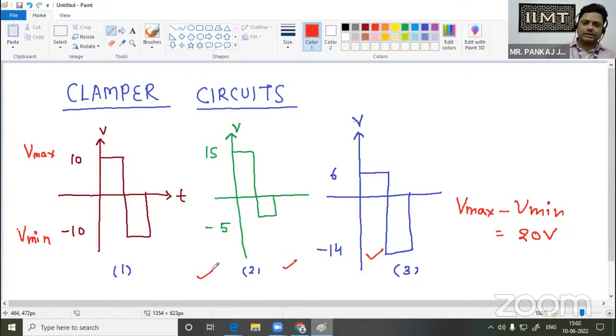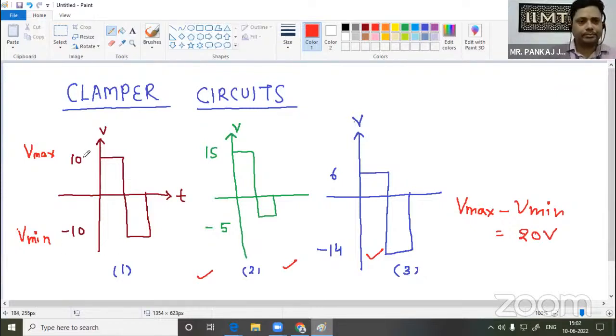Students, this is an important parameter. When we solve a clamper circuit, we have to keep in mind that the output and input will be the same in the sense that the difference between the maximum and minimum voltage will be the same for the input as well as the output.